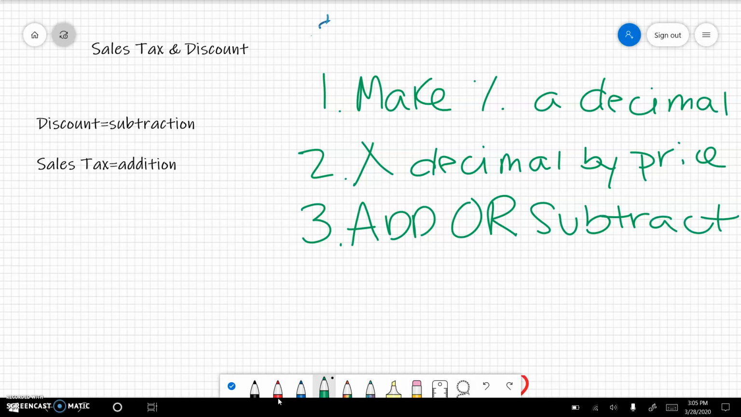Okay, so step 1, make your percent a decimal. Step 2, multiply your decimal that you make times the price given in the problem. And then step 3, identify is it discount or sales tax, and then either add or subtract your answer from your multiplication from the original price that they give you in the question. I hope that made a little bit more sense to you, and that makes it a little bit more clear on how to solve sales and discount questions.